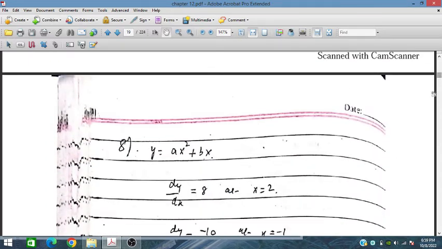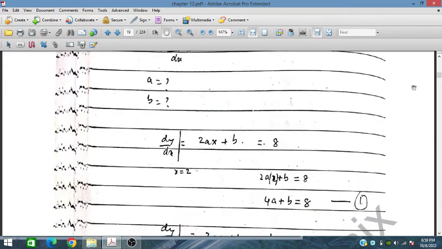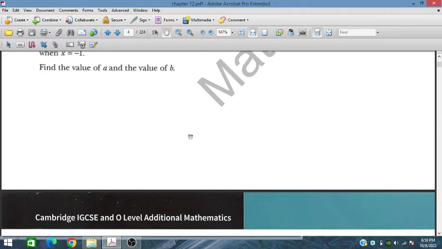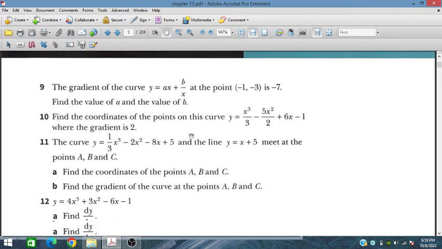Let's move to problem number 9. The gradient of the curve is given as this. At this point it is minus 7. Find the value of a and b. So this is a curve, and at this point, minus 7 is the gradient of the curve. At this coordinate point, we have to find a and b.